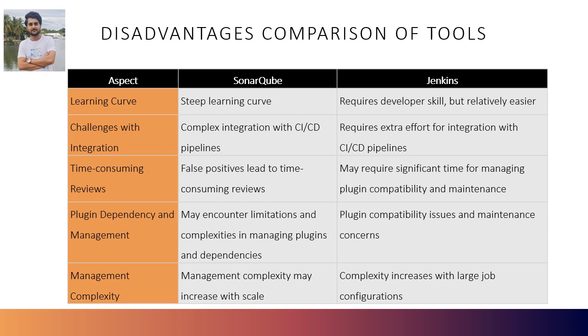Now, looking at Jenkins, it may require significant time for managing plugin compatibility and maintenance. The operational overhead with Jenkins is more about pipeline maintenance. The time required to manage and troubleshoot Jenkins jobs, especially as the number and complexity of the jobs increase, can be significant. Ensuring compatibility between various plugins and the core system with each update can consume considerable resources and attention.